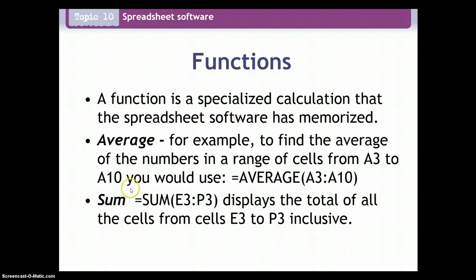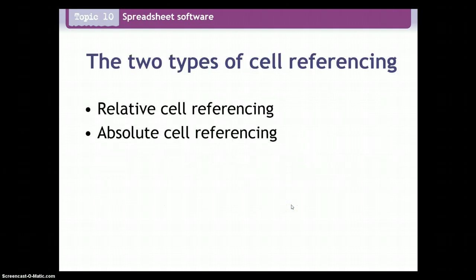One that you'll all be familiar with, particularly if you did GCSE, will be the equals sum. So in this case here, we're saying equals the sum of the cell range, in this case E3 to P3. So this formula will add all the contents between E3 and P3 together to give us the total. Okay. Now, when it comes to cell references, there are two main types of cell referencing, and it's important that we understand which they are and when to use them.